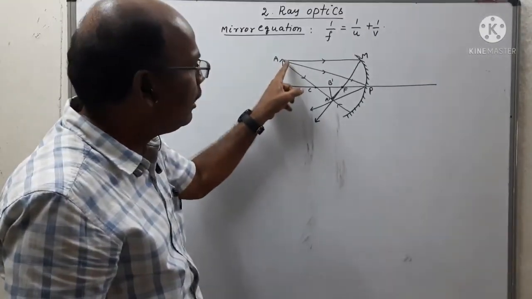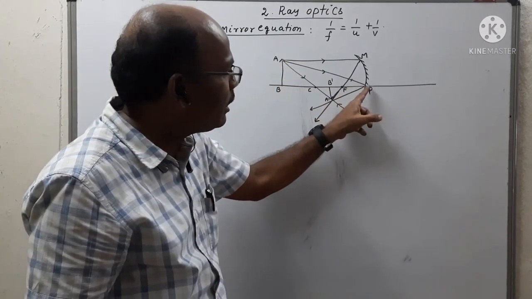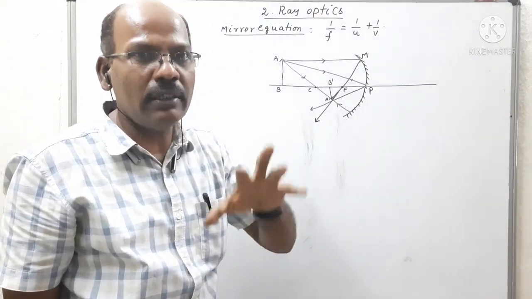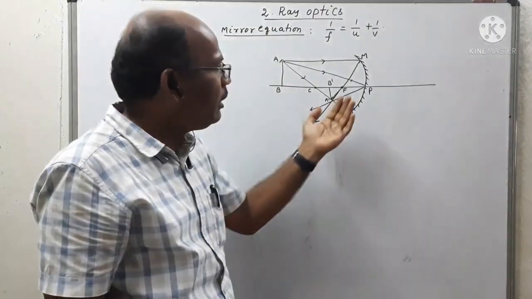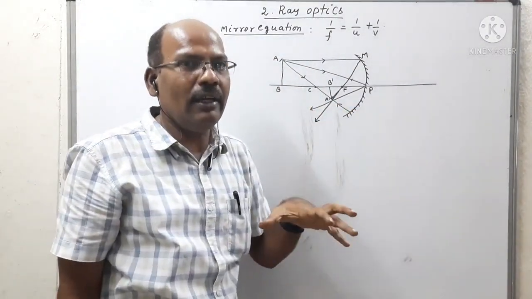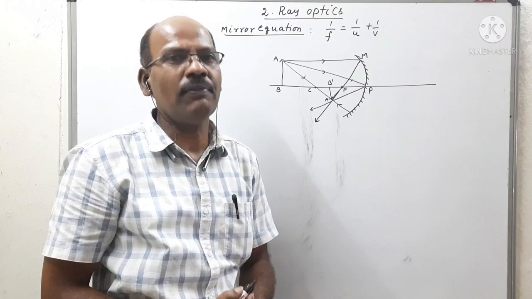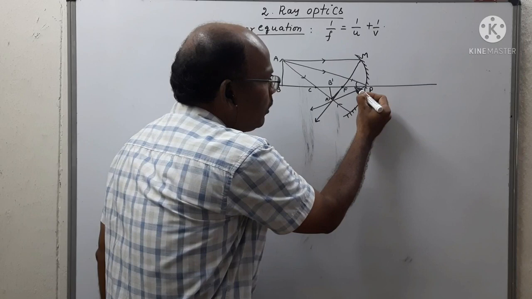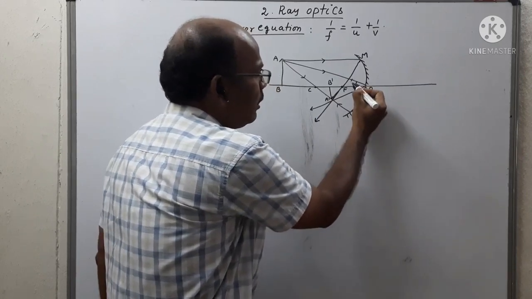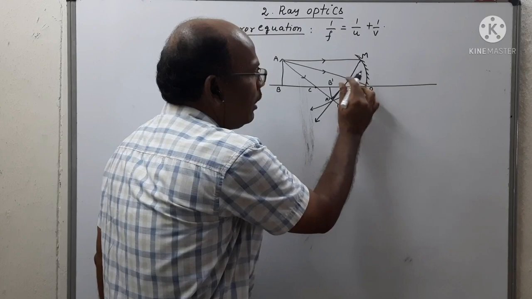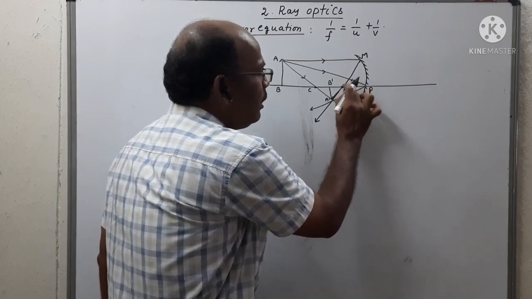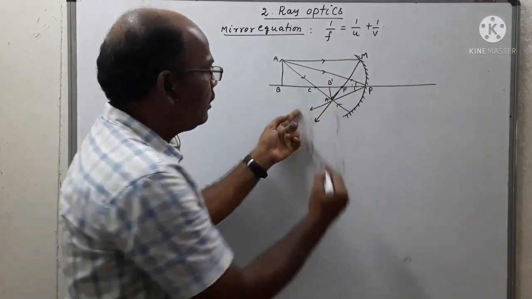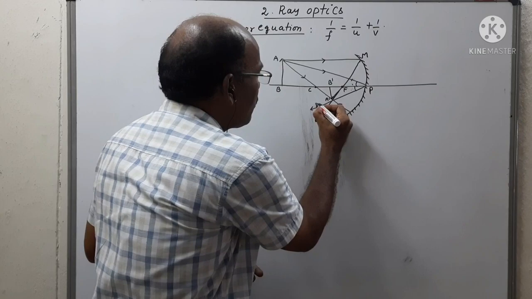And we can consider the second ray. The second ray strikes at the point of pole. When a ray strikes at the pole obliquely, it reflects symmetrically, obeying the laws of reflection. That means whatever the angle of incidence is, it should be equal to the angle of reflection, meaning angle i is equal to angle r. So this is the ray which is obliquely reflected in the direction, let us say, PQ.